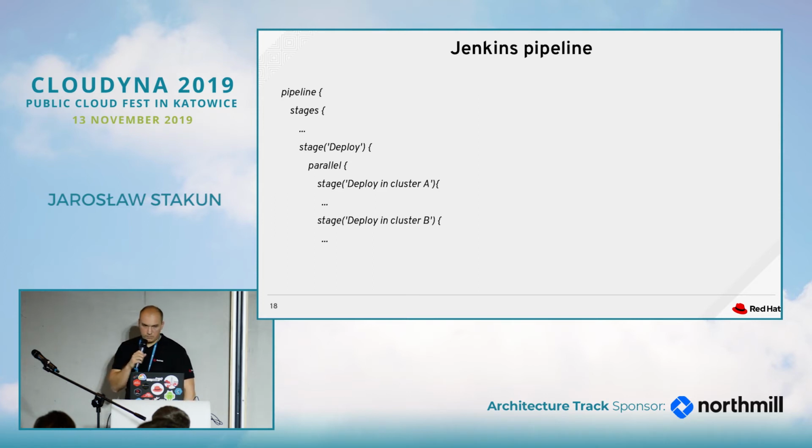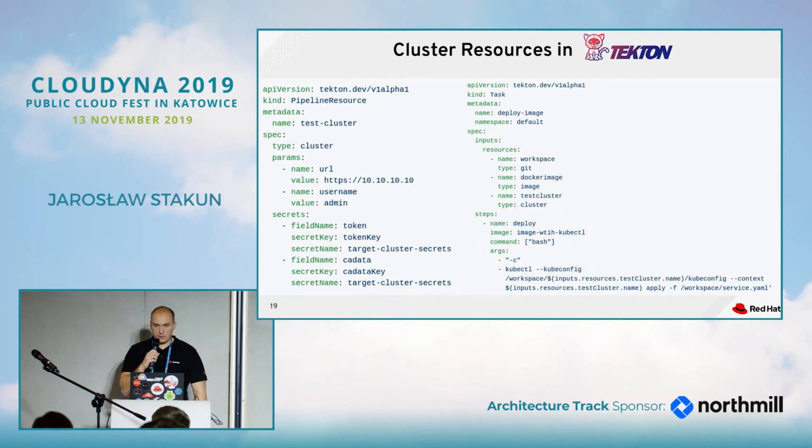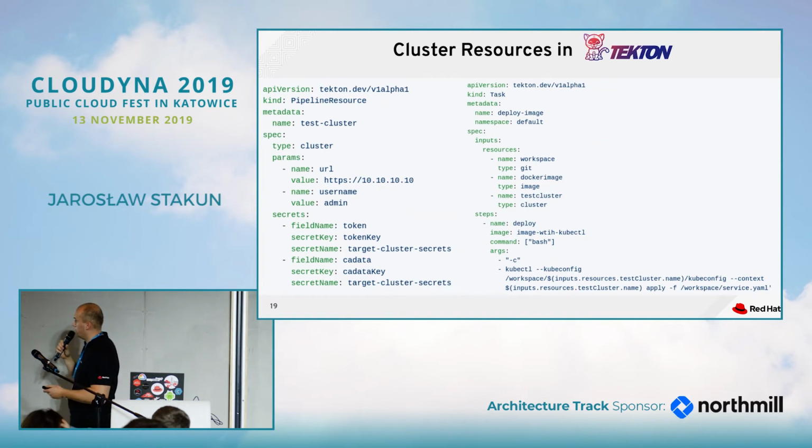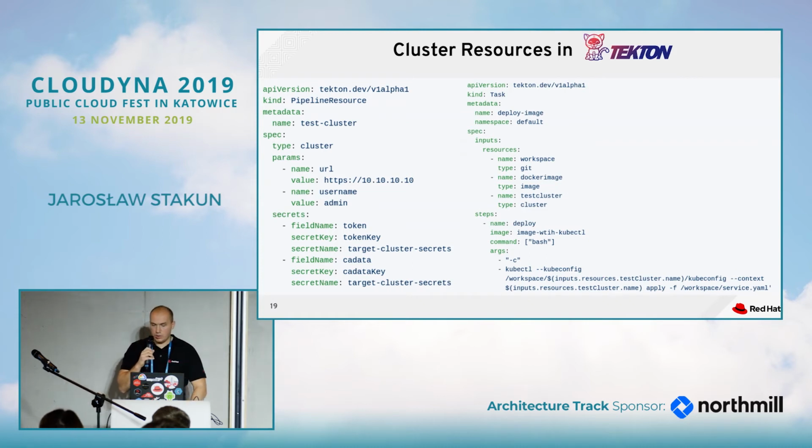Here is an example of a Jenkins pipeline. Also, at some point we started playing with Tekton, which is a Kubernetes native CI/CD engine. It's pretty new and fresh, but it also supports a concept of a cluster. So you might register multiple clusters, like here on the left-hand side, and then you can have a step in your pipeline where you deploy the image to one of the clusters. So you can repeat the same approach as before.